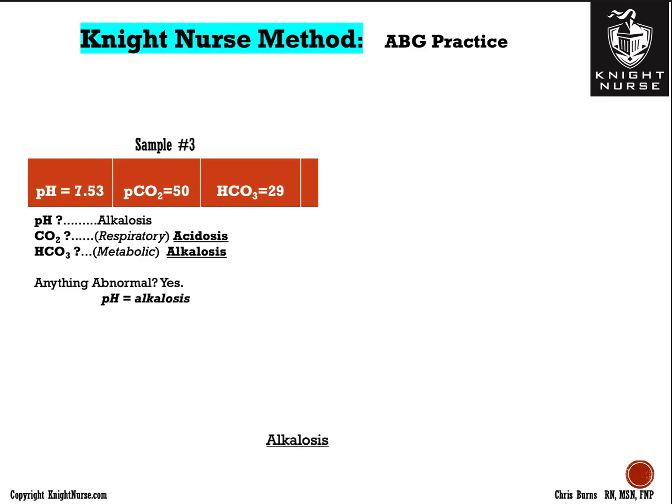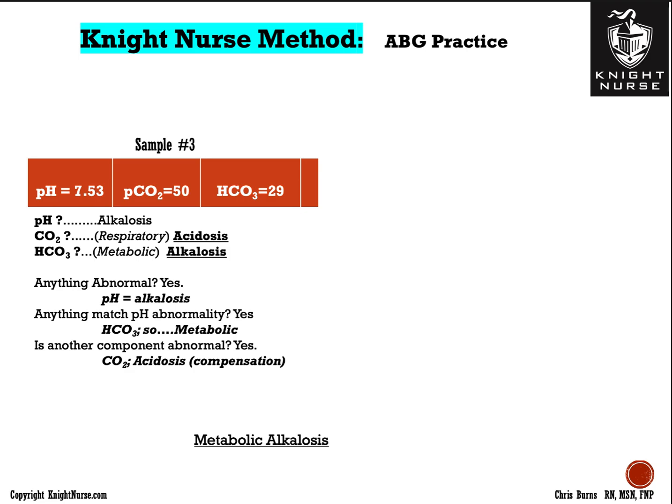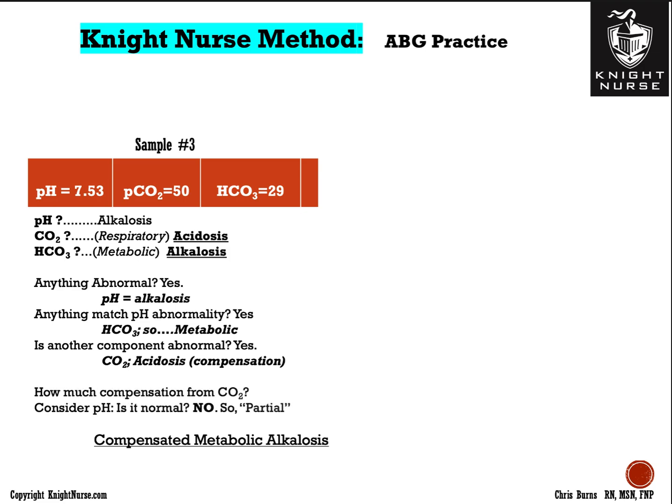Okay, so is anything abnormal? Is pH wrong? Yes, it's alkalosis. Okay, well, which one caused it? Well, match the names. Who's your daddy? The alkalosis caused it. So since bicarbonate matches it, then we go with metabolic alkalosis. Now, the other component is abnormal. Respiratory is abnormal and on the acidosis side. So that is the beginning of compensation. Is the other component abnormal? Yes. CO2, acidosis, compensating. All right, so we know it's compensated metabolic alkalosis, but how compensated is it?